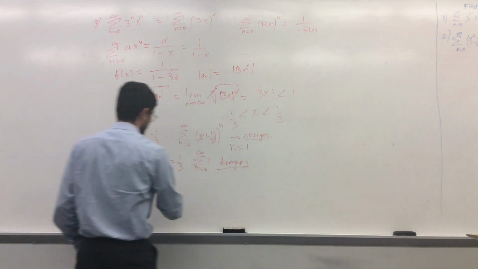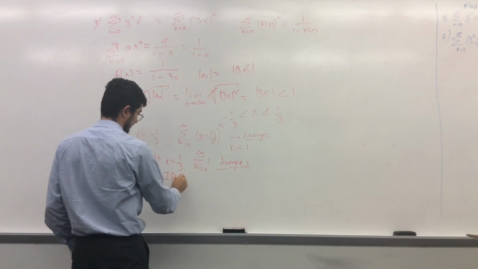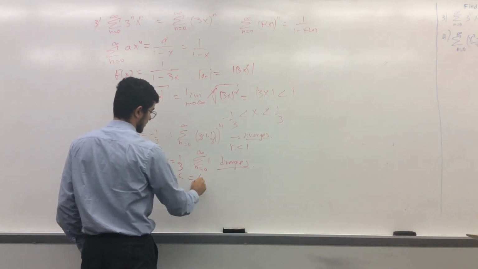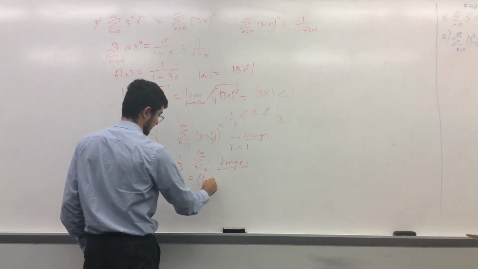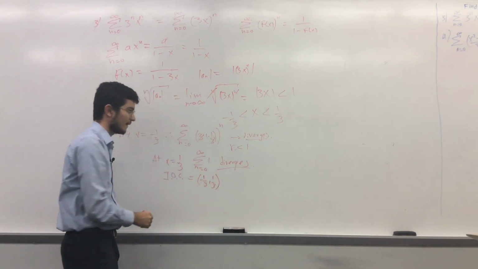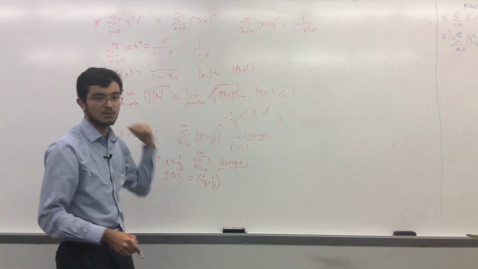Okay, so that means that the interval of convergence is just going to be from negative 1/3 to 1/3, not included. And the function is 1 over 1 minus 3x.